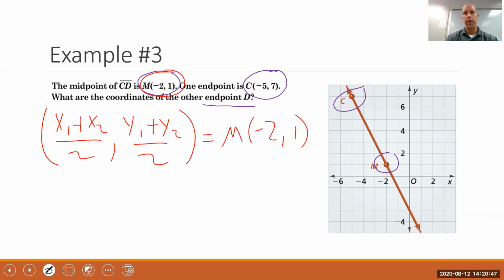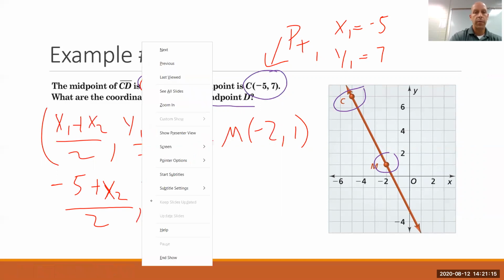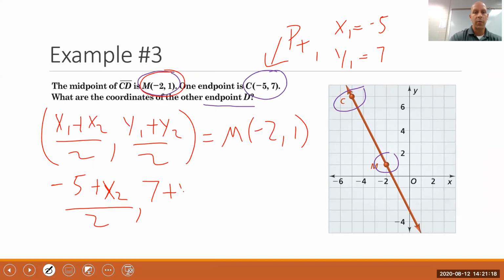Well, we could just call this right here point number 1. In other words, this -5 is going to be x1, and that 7 is going to be y1. In other words, we've got -5 plus x2 divided by 2, comma, 7 plus y2 divided by 2 has to equal -2, 1.